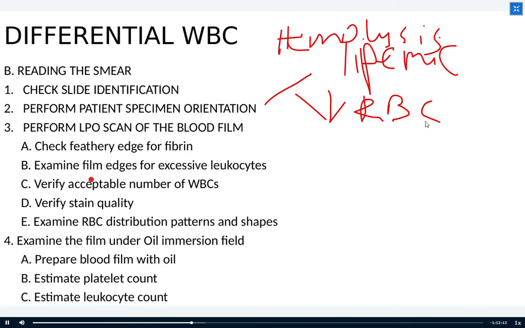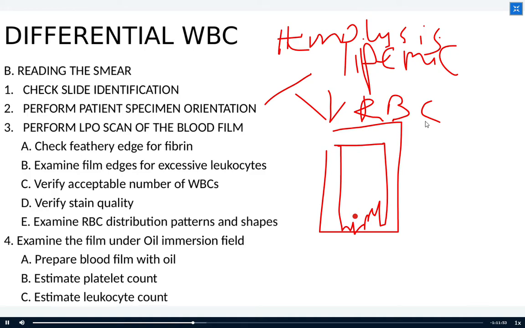Then the first thing you do before you go to OIO, kasi sa OIO nyo binabasa ang diff count, you check your LPO. Your LPO class will allow you to have a better visualization of your entire smear. Check nyo yung feathery edge for fibrin. So yung feathery edge nyo, check nyo siya if may fibrin. Now, what does fibrin mean? Diba, remember class, your fibrin is the product of your fibrinogen turning into fibrin due to clotting. So it means that your EDTA isn't properly mixed. Because may fibrin. Meaning may clot yung EDTA nyo. So you have to check for that.